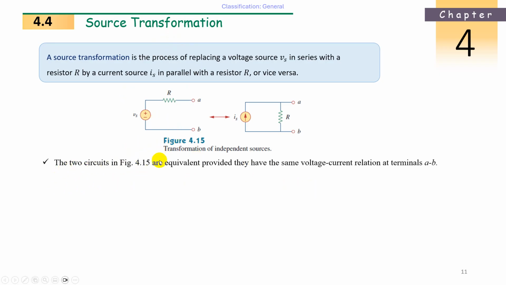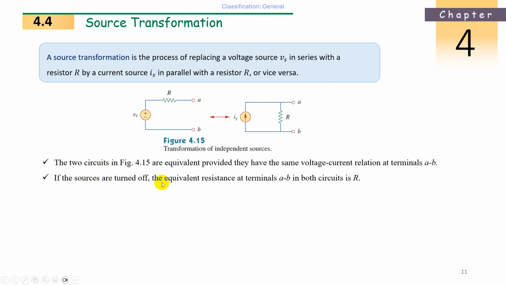The two circuits in the figure are equivalent provided they have the same voltage-current relationship at terminals A and B. What do you mean by this? They must have the same voltage-current relationship, meaning they must satisfy Ohm's law. The relationship between V, I and R must be the same, so Ohm's law should be satisfied there.